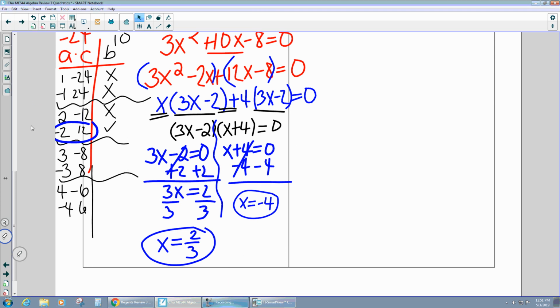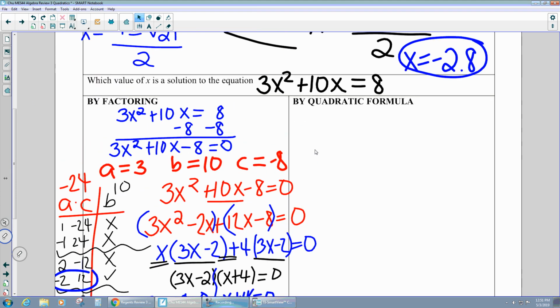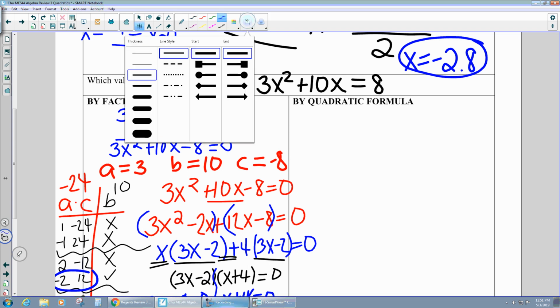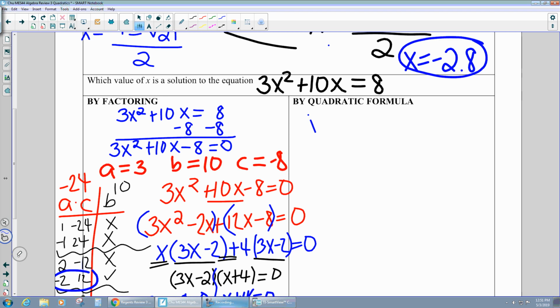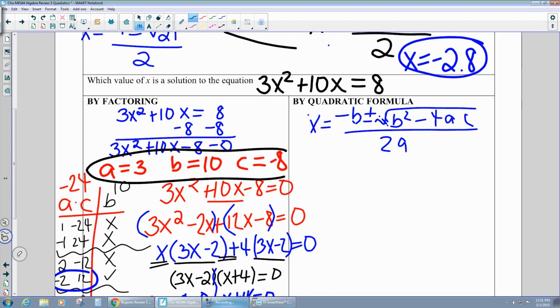Okay, same problem, but using the quadratic formula. So let's copy down the quadratic formula for ourselves first. It is x equals negative b plus or minus the square root of b squared minus 4ac all over 2a. So this was the square root. We already have our a, b, and c from what we were doing before, so let's just use that.